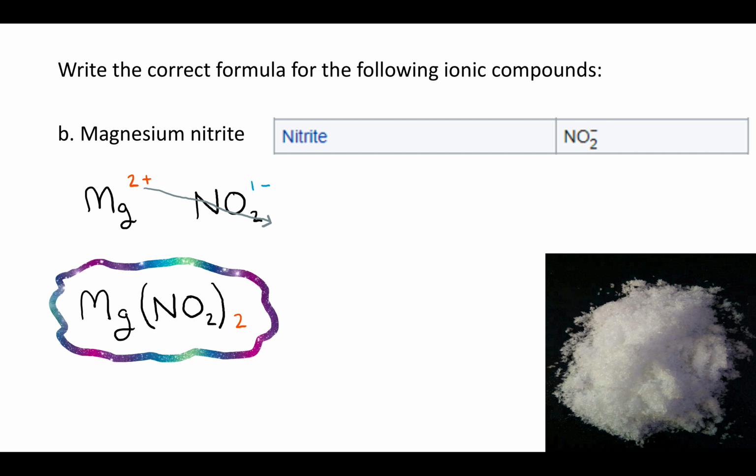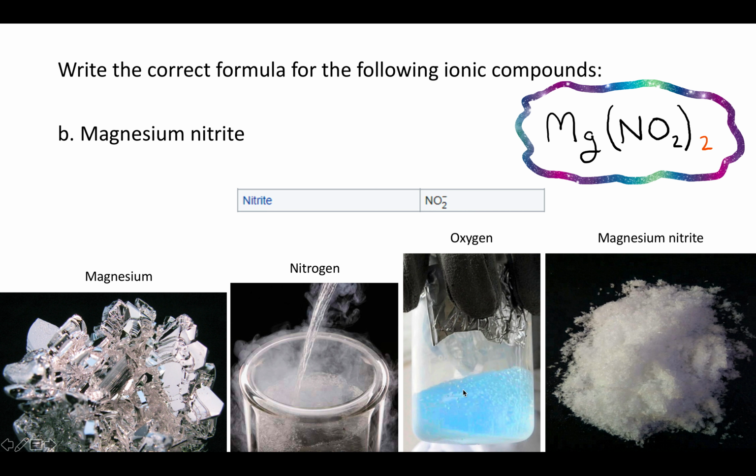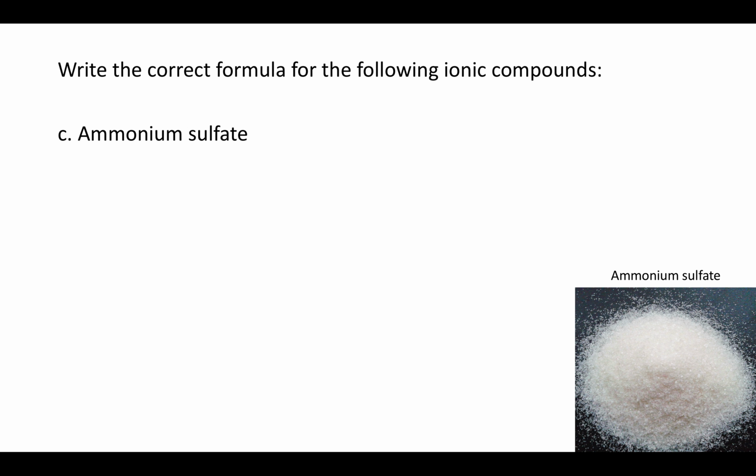And that is the formula for magnesium nitrite. So if you take nitrogen and oxygen and combine them to get nitrite, and then react that with magnesium, you'll get magnesium nitrite. How about ammonium sulfate?